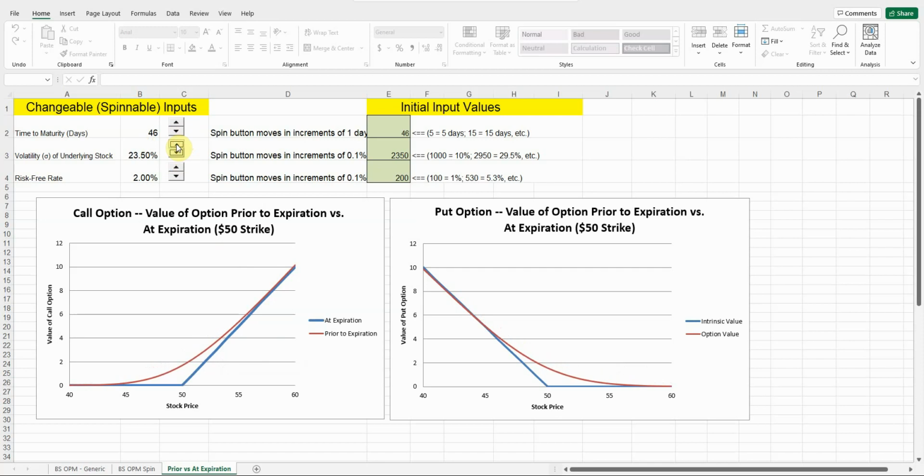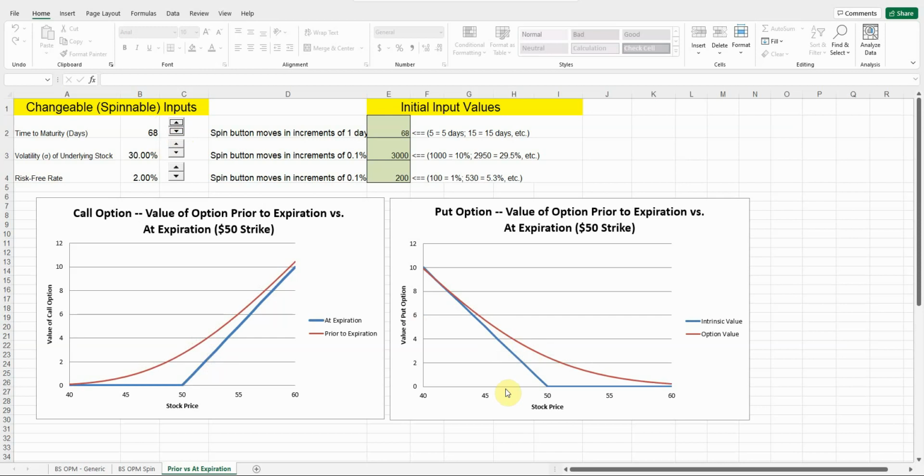If I move this back up to 30, now let me change the days. So 46 days gives me about a month and a half. What if that goes up to, let's say, 90 days? You can see now I'm getting more speculative premium. The difference between the red line and blue line is growing. And so as you play around with these buttons, you can see how that speculative premium is going to change.